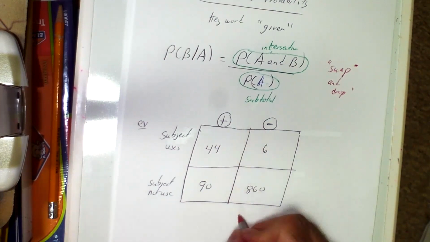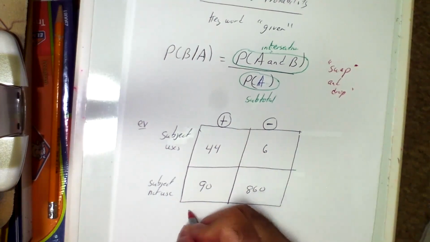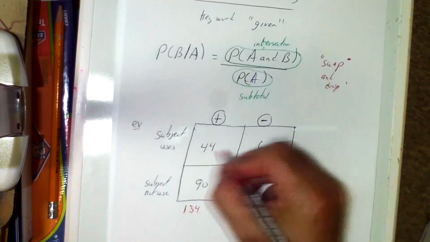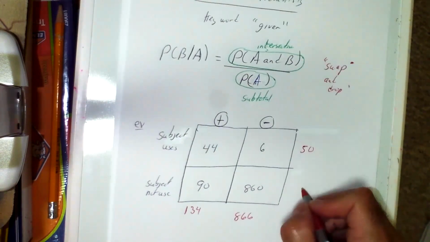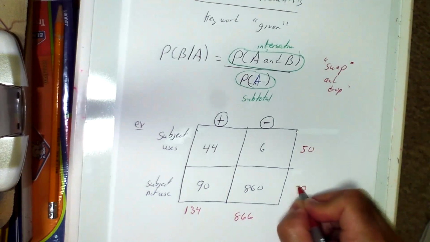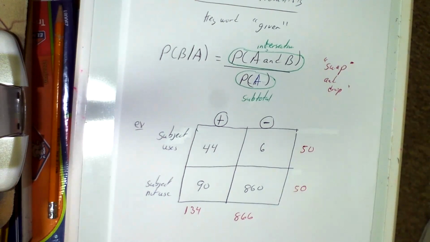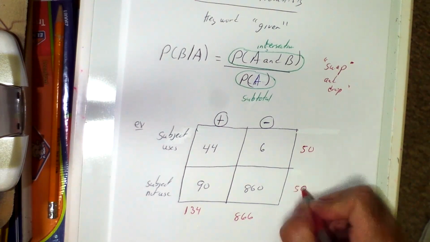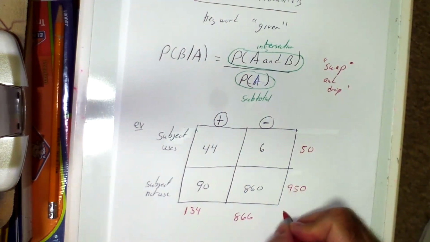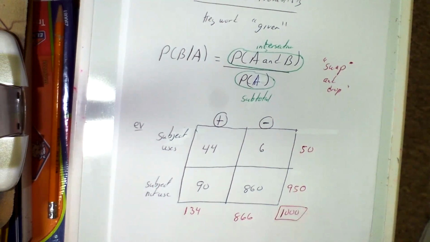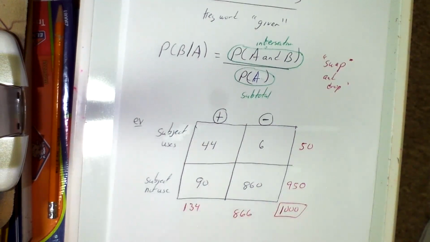So this is 866, 134. This is going to be 50. That's going to be 950. I think it's 950. I'm not too sure, I'm going to add it up. 90 plus 860 is 950. Yep. Gives me a total of 1,000. There's my grand total, and there are the subtotals, and then I have the inner values within the box.